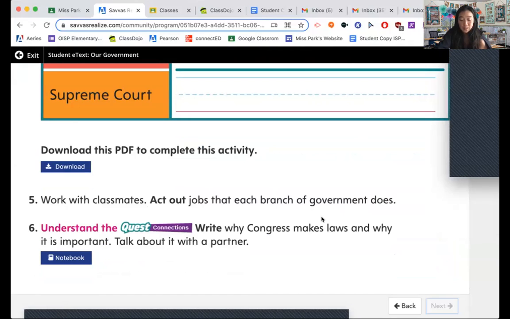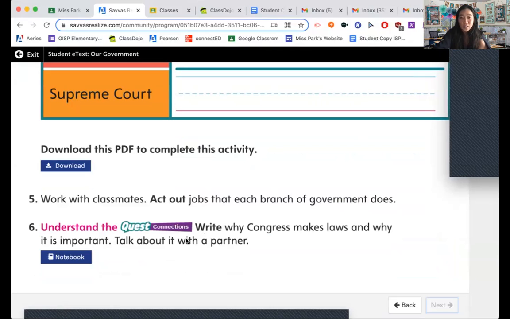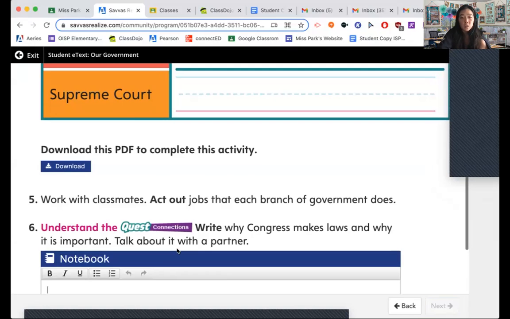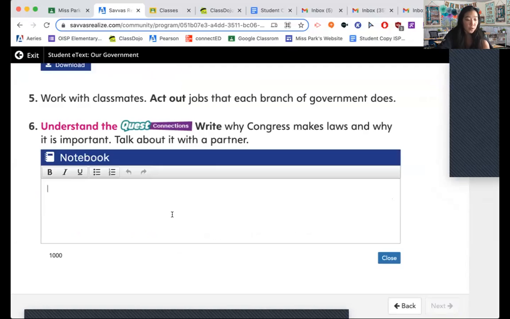And then the last one says, number 6, understand the quest connections. Write why Congress makes laws and why it is important. Talk about it with a partner, and we're going to just talk about it with each other. So I'm going to put it in our notebook. So why does Congress make laws and why is it important? So I'm going to go back to page 82 and 83, and I'm going to read that to you, okay?